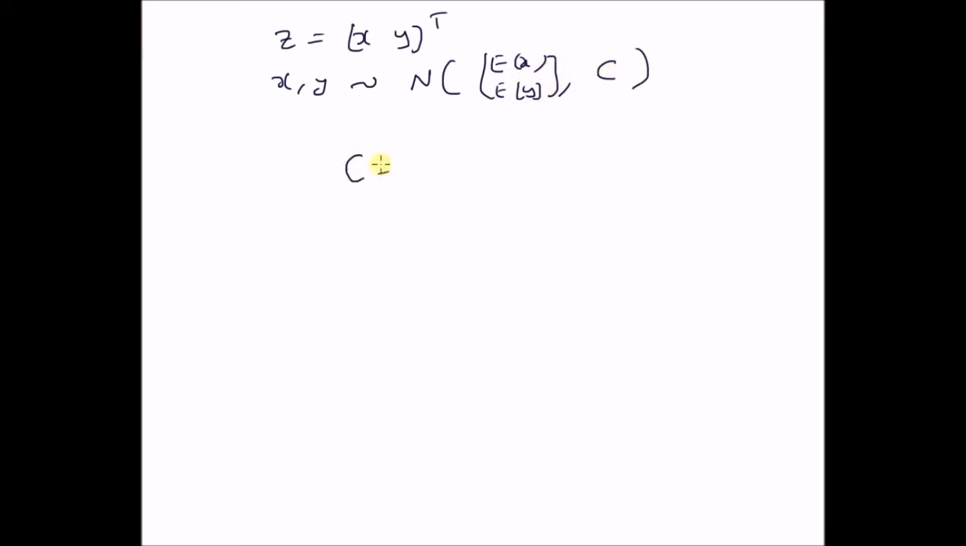Hello, welcome. In this short video, let us look at the derivation of the conditional mean of one of the components of a vector where it has two jointly Gaussian variables. That is, given the vector z that has two variables x and y that are jointly Gaussian, that is, x comma y follows a Gaussian distribution with the mean vector E of x and E of y and the covariance matrix C, where C is equal to variance of x, covariance of x comma y, and covariance of x comma y, and variance of y.